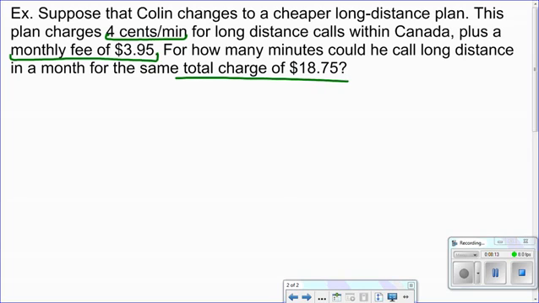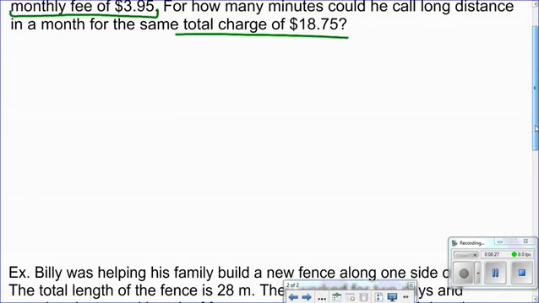So I'm not going to do this one for you. I've set up the last one for you. I want you to solve how many minutes did he talk for, and as a little extra bonus, how many extra minutes did he get for this same price on this new plan?